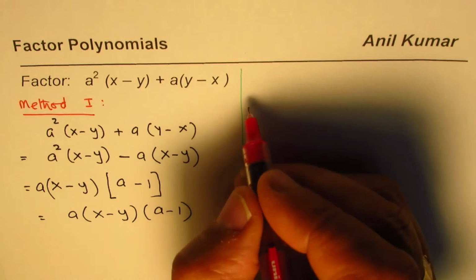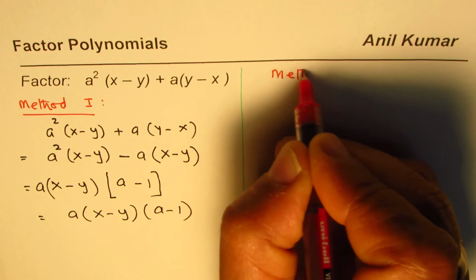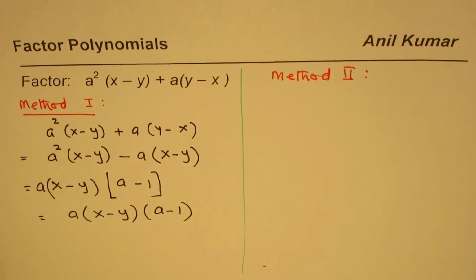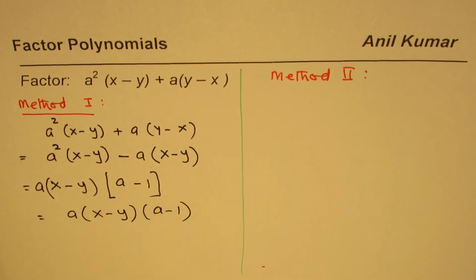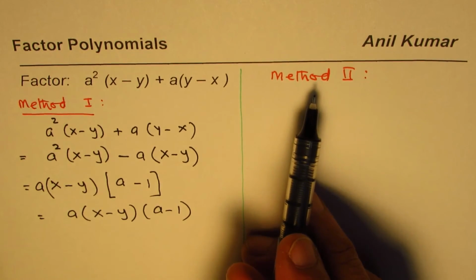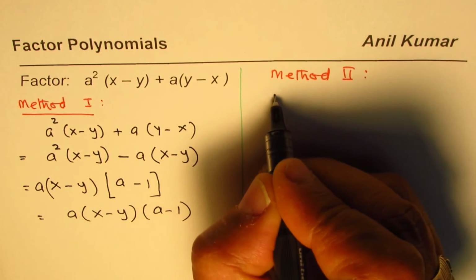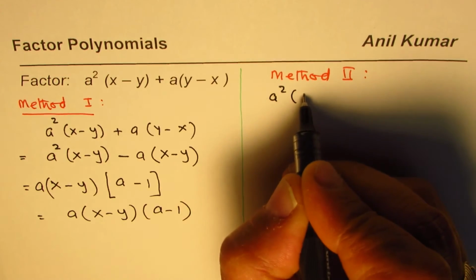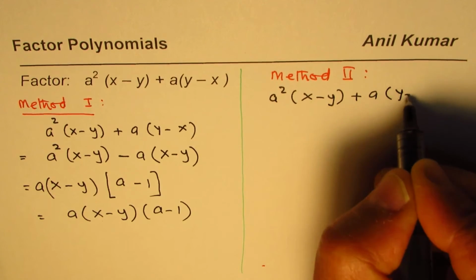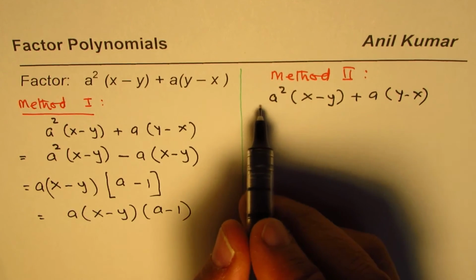Well, at times you can adopt the second method also. Now, the second method in questions like this is not that cumbersome, but the first method is more efficient. Here, you may not appreciate that level of difficulty, but sometimes applying this method becomes very difficult. Okay, so we'll begin with copying the same equation, which is a squared times (x minus y) plus a times (y minus x). So what you can do is first expand it.